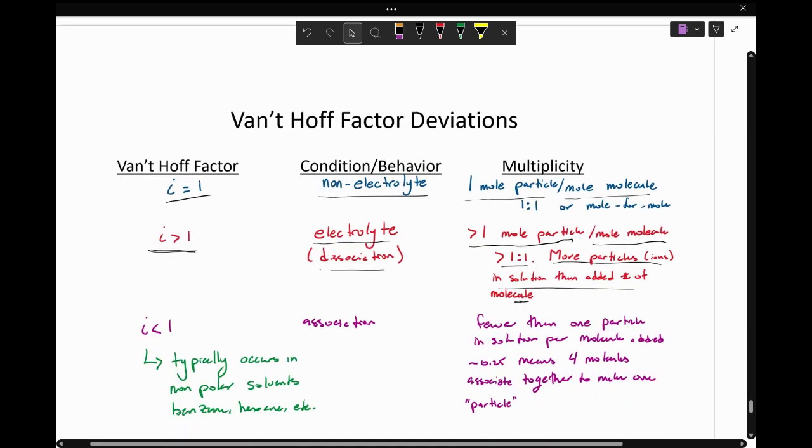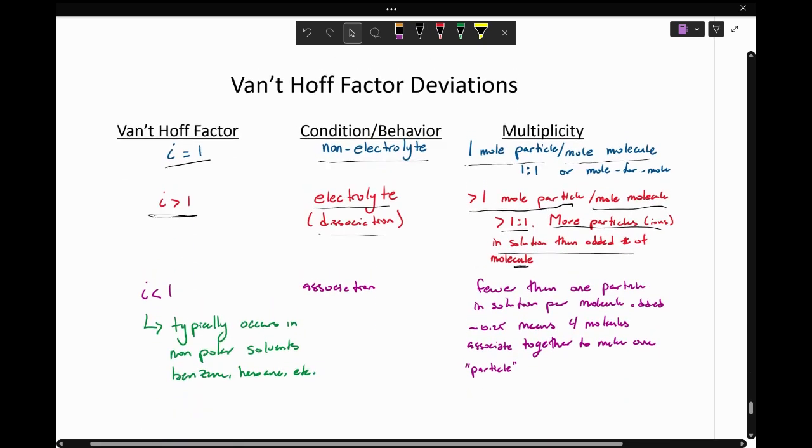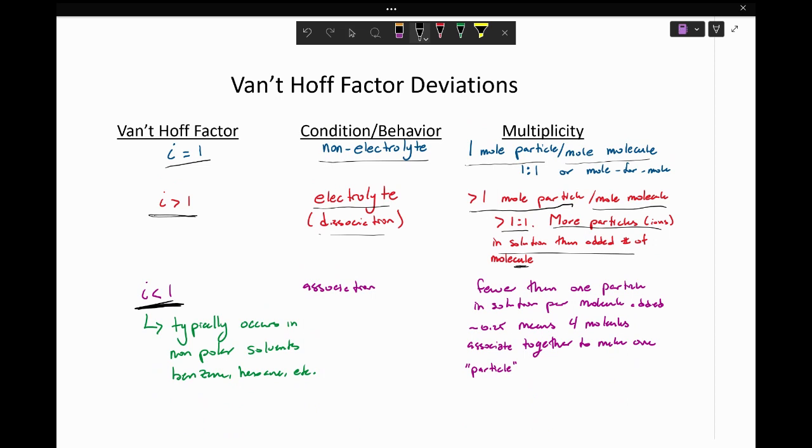There's one final case, which we won't really get into too much, and that's where you have a Van Hoff factor actually less than 1. And what this means is that rather than a dissociation of particles when they hit the solution, they're associating with each other, and they're kind of tacking together. And we'll see that this typically occurs when you have nonpolar solvents with polar molecules.